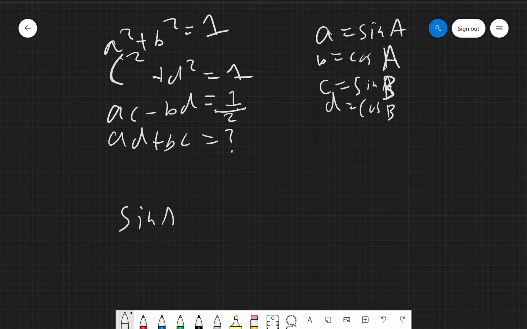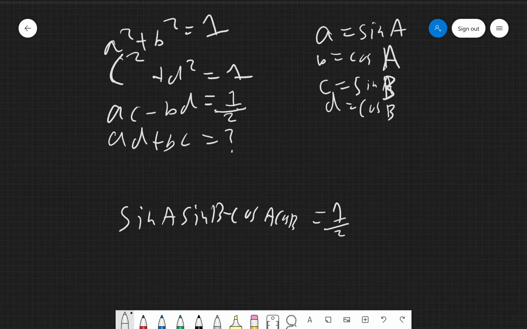We got sine of a, sine of b, minus cosine a, cosine b. Oh, we have just seen this expression before. It equals 1/2. You can do many things here. You can notice that this is negative cosine of a plus b. Subtract 1/2 on both sides, and then boom, you get cosine of a plus b equals negative 1/2, or negative cosine of a plus b equals 1/2.